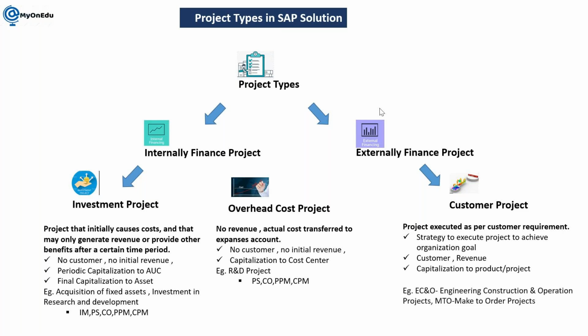An example of a customer project is an engineering construction operation project, or a make to order project. Make to order means whenever we get an order to manufacture something, we manufacture based on the order only. So it is on demand. We will not keep anything in stock. Whatever demand we get from our customer, we manufacture it.